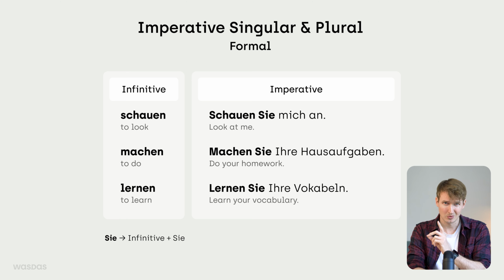So, in order to tell people formally, politely what to do, we don't have to do anything with the verb. But we need to add Sie, our polite you, which you should remember from chapter 5. This Sie is not optional, we need to add it right after the verb. But the good thing is that we can use this polite form for not only one person, but for more people as well.